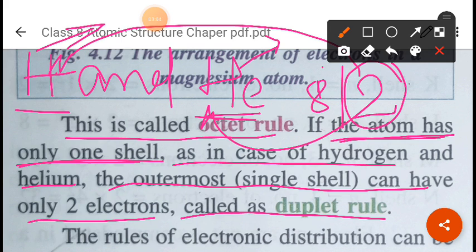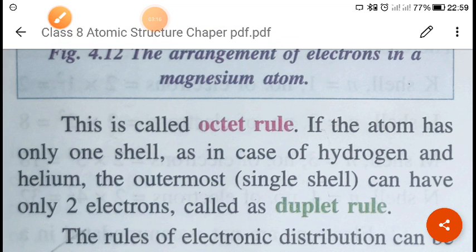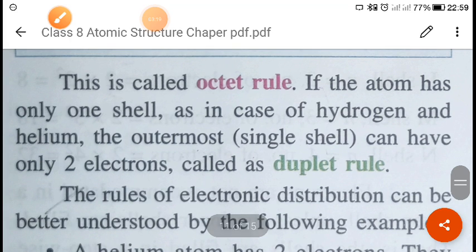But the octet rule is applicable to the rest 116 elements. I hope you have understood what the duplet rule and octet rule are. Once again I will repeat. According to the octet rule, there should be only 8 electrons in the outermost shell of a neutral atom, and according to the duplet rule, there should be only 2 electrons in the outermost shell of a neutral atom. I hope you have understood this, right?